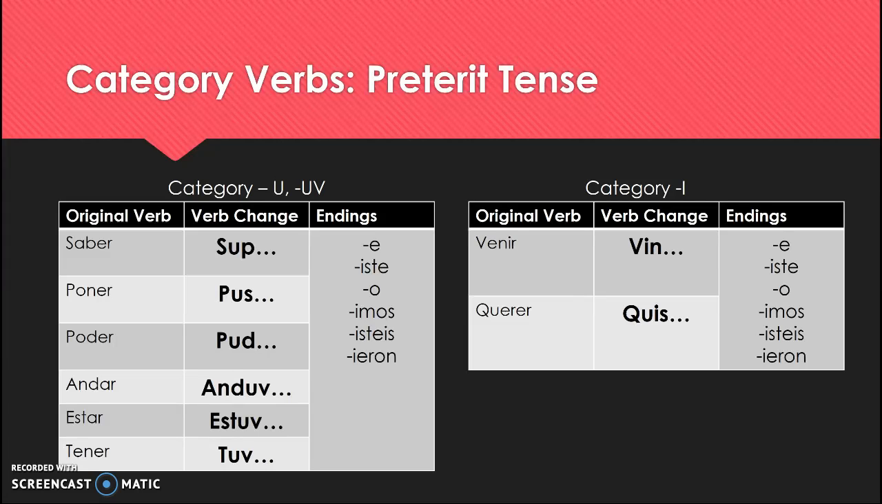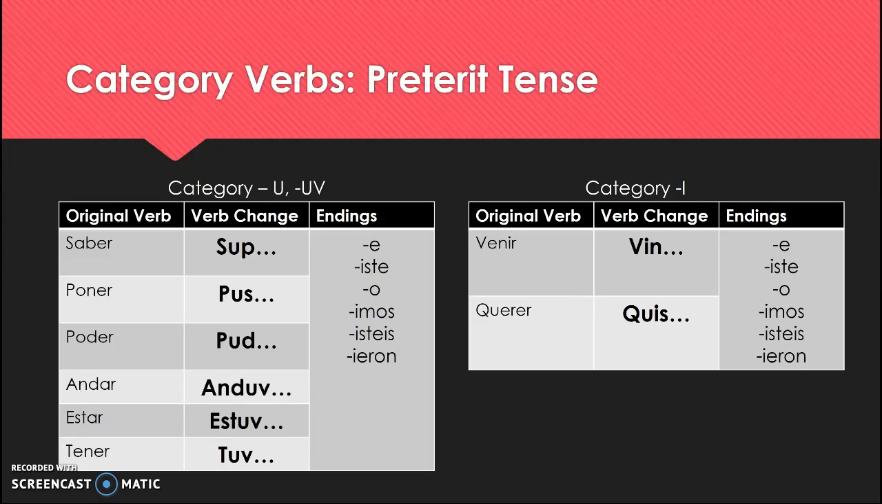The same thing happens with andar, estar, and tener. Those are category UV. They all undergo a similar change in their conjugation that involves the letters U and V: anduv-, estuv-, and tuv-. And they also share the same endings with category U verbs: anduve, anduviste, estuvo, estuvimos, tuvisteis, tuvieron.